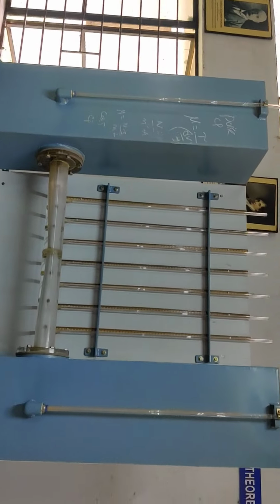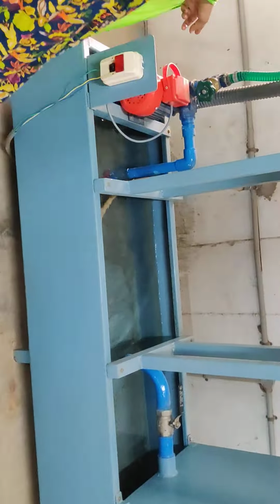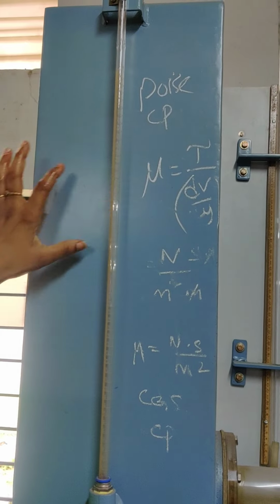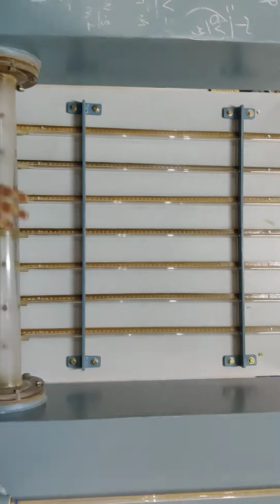This experiment is Bernoulli's experiment. This is your reservoir in which we take water. This is your motor. This is your reservoir. You can see this piezometer is given here to know the liquid level inside your tank. This is our specimen, that is your Bernoulli's equipment.